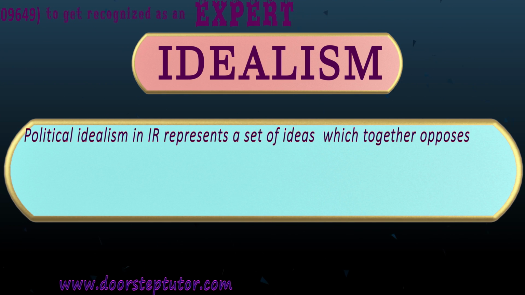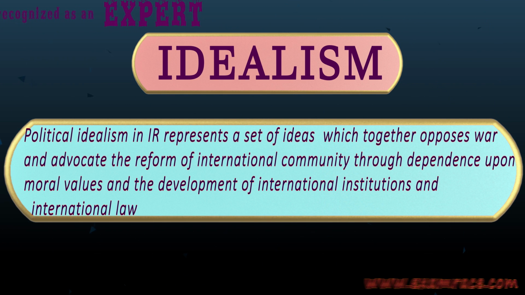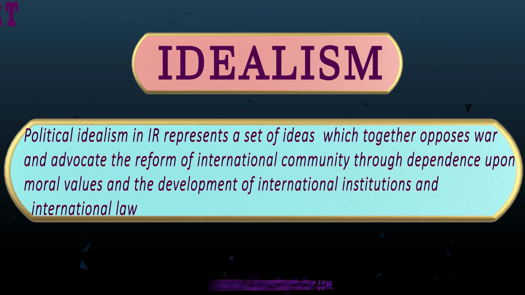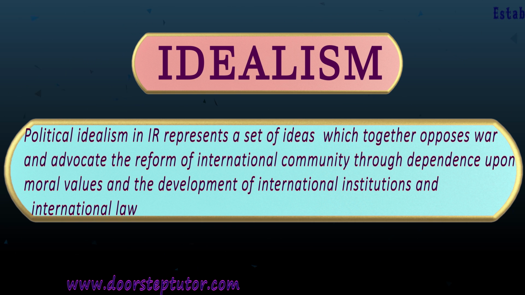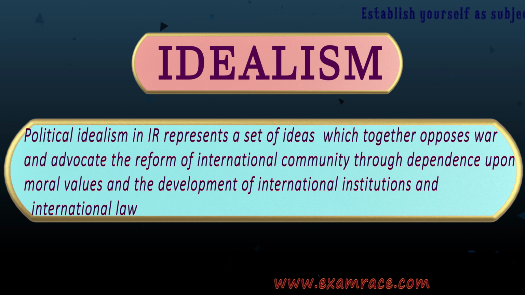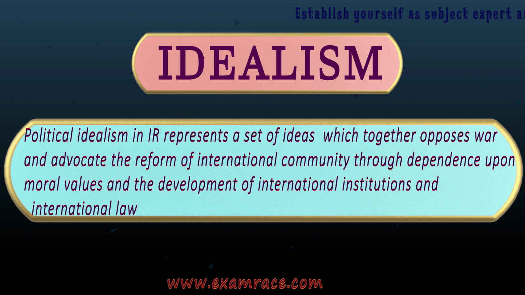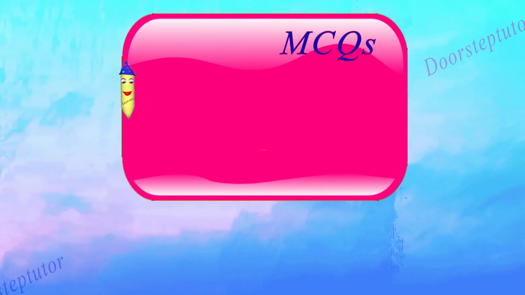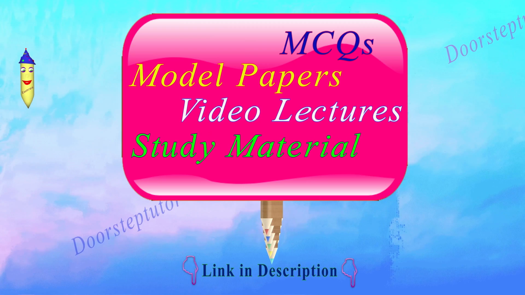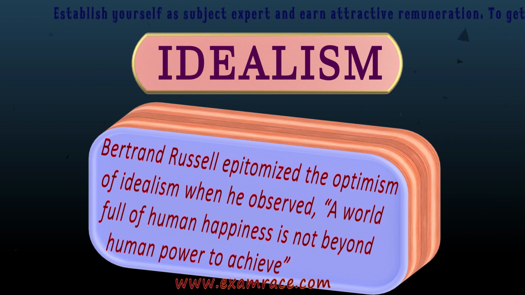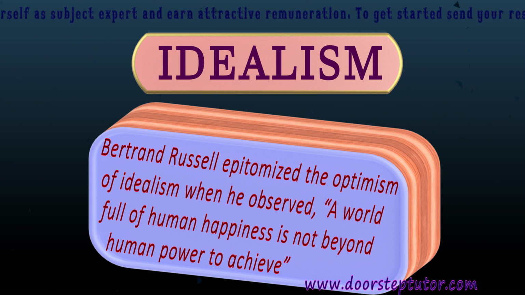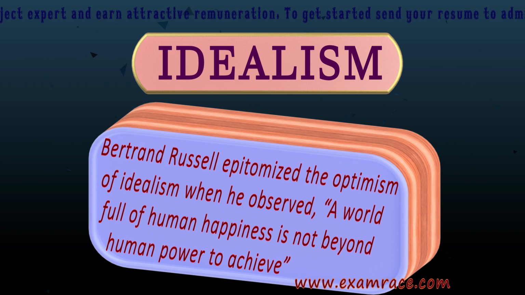Political idealism in international relations represents a set of ideas which opposes war and also advocates reform of the international community. How would it come? It would come through dependence upon moral values and the development of international institutions and international law. Bertrand Russell epitomized the optimism of idealism, where he observed that a world full of human happiness is not beyond human power to achieve.